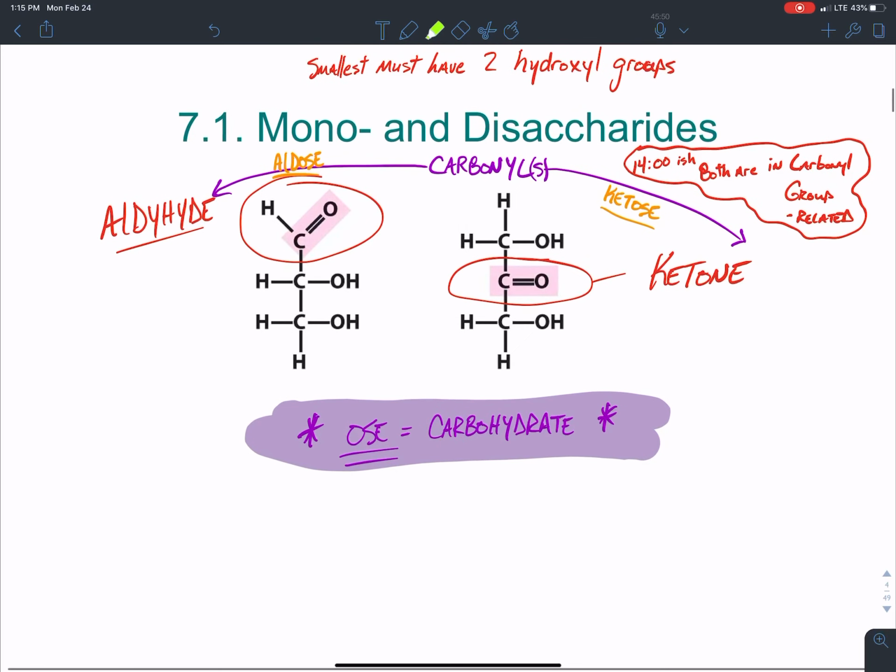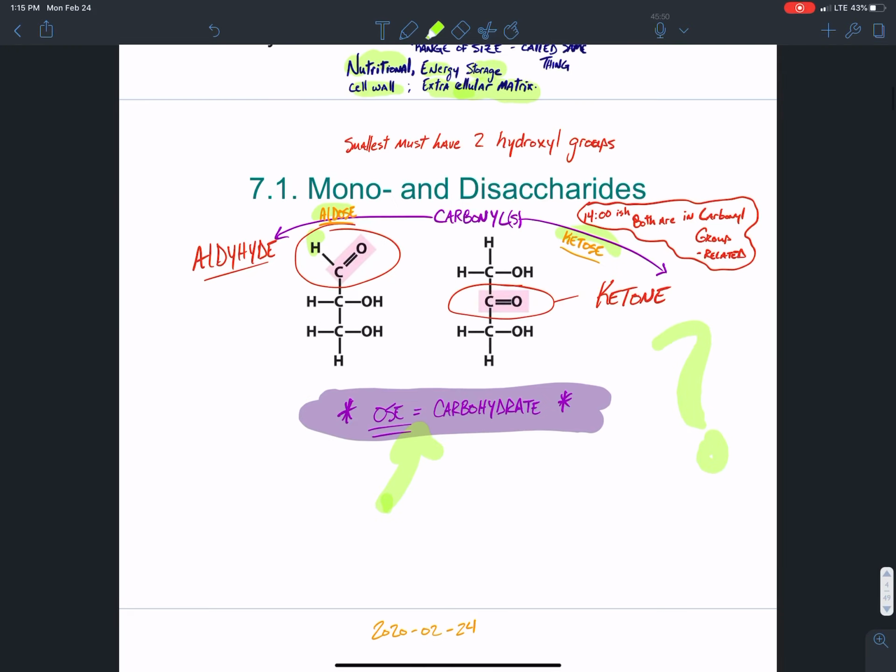Now we move on to mono and disaccharides. So we have an example of an aldehyde here and a ketone here. An aldehyde has the extra hydrogen bonded onto it, and the ketone, man, they look exactly the same. I guess it's just dependent on where they are. This is a good question. Both are carbonyls. One's an aldose and one's a ketose. The ose means it's a carbohydrate. Honestly, that's about all I can pull out of that slide.